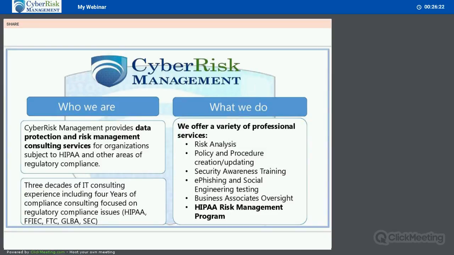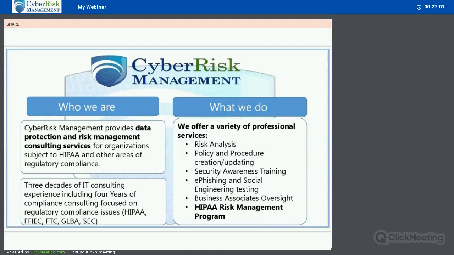We offer a variety of professional services. We can help you with your overall risk analysis, so we can help you understand what your risks are and put together a mitigation plan. All of the policy and procedure work that's needed for HIPAA compliance, we can do all of that for you. Security awareness training is a specialty of ours. E-phishing, social engineering testing, we can do all of that. Business associate oversight, we can help you put together a vendor management plan. And we can even go to the level where we'll do a HIPAA risk management program, and we will manage all of your HIPAA compliance needs.